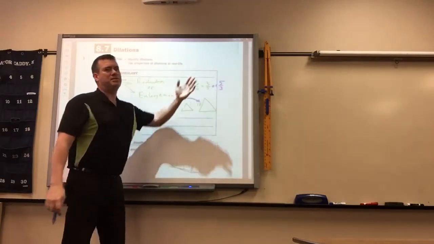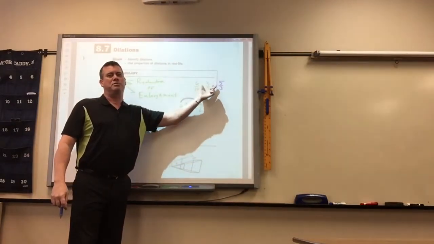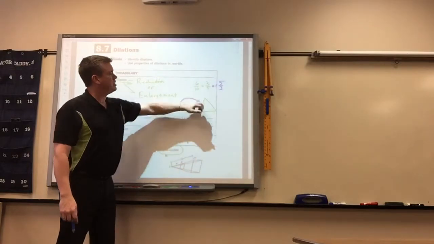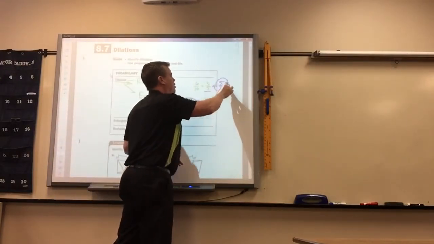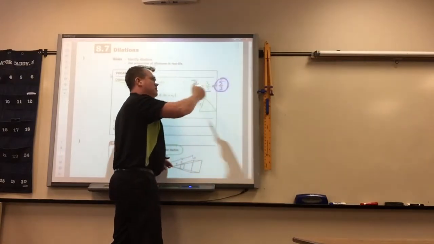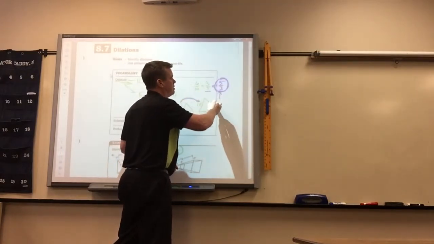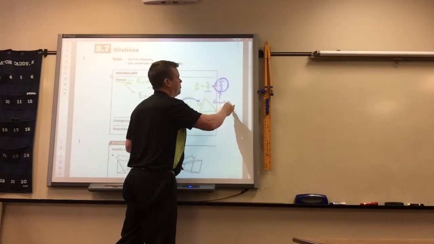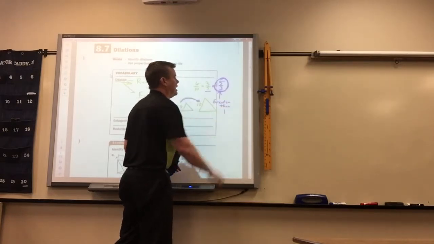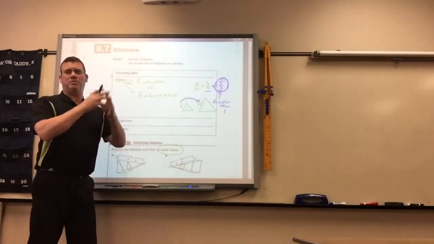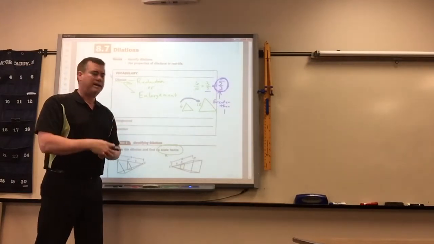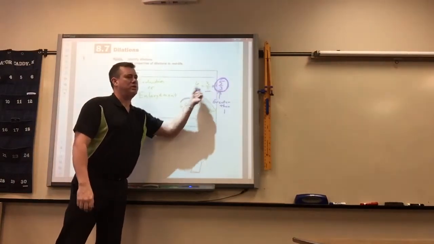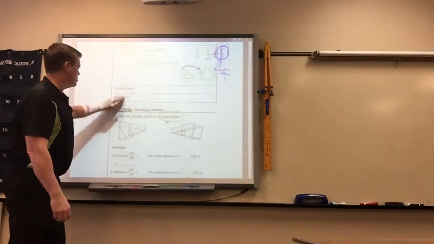One of these represents an enlargement and one represents a reduction. Since this is an enlargement, which one of these two would you have to put? 5/3. And do you know why? Because the bigger number's on top. Right, it's greater than 1. If it's greater than 1, it's going to be an enlargement. If it's less than 1, it's going to be a reduction. Okay? So that's how you decide which scale factor you use.